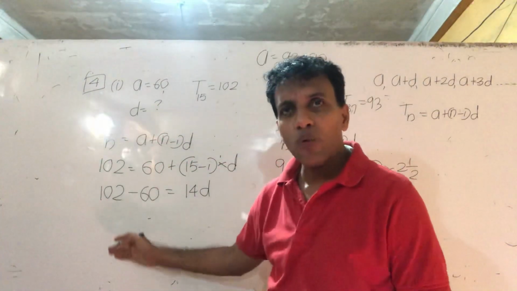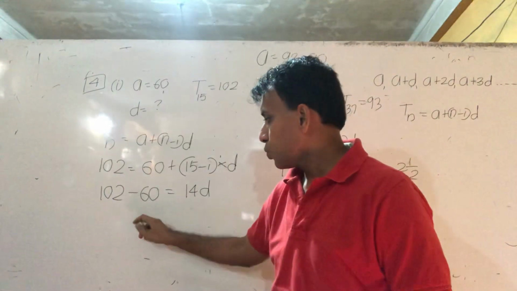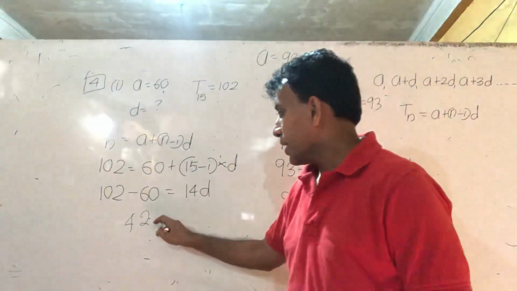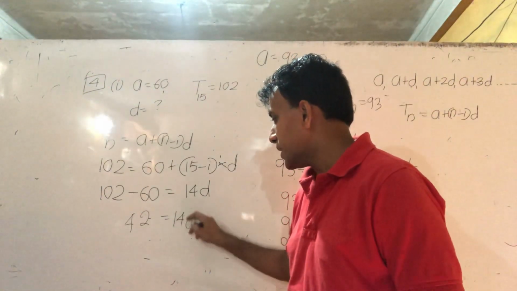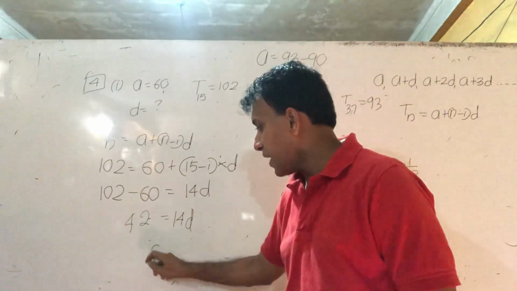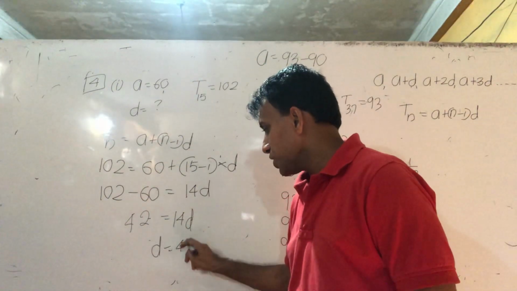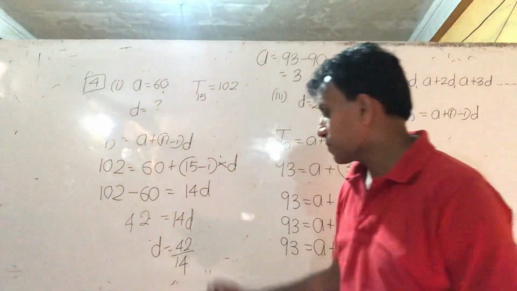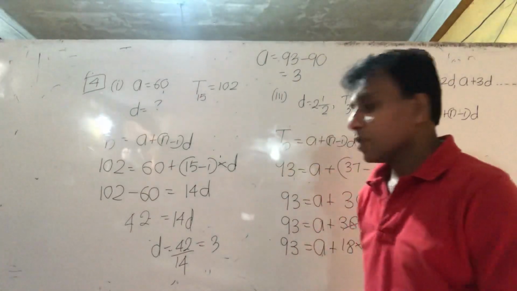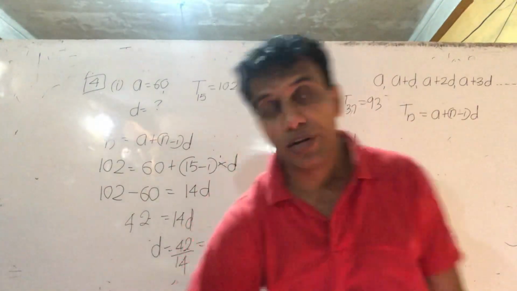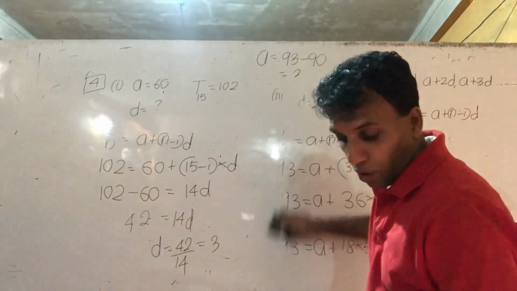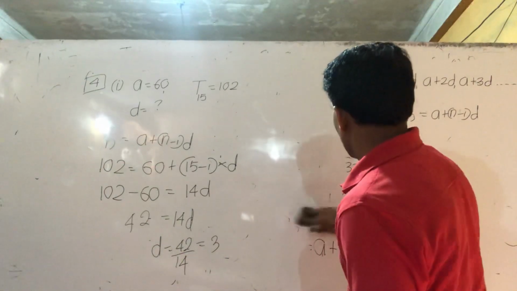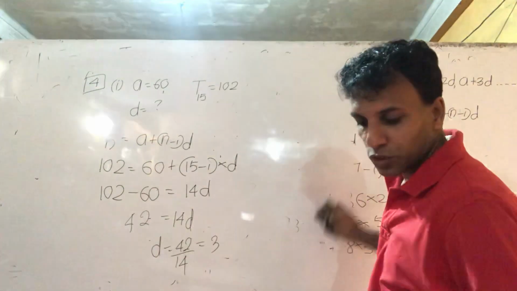So now solving the equation. Subtract here: 102 minus 60 is 42. 42 equals 14D. Therefore D is 42 divided by 14, which is 3. So the common difference is 3. This is the method for such problems. Stop the video and try the next question.